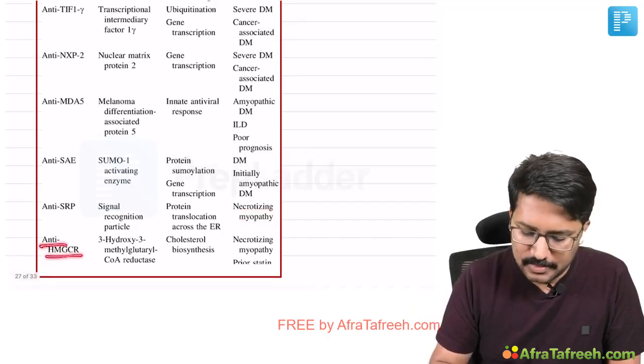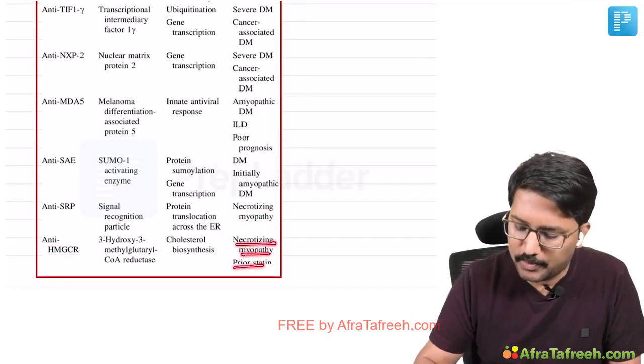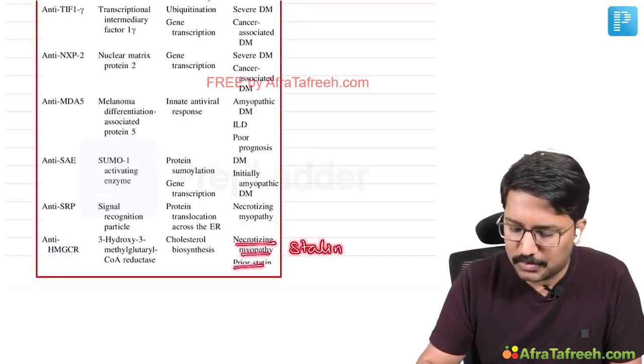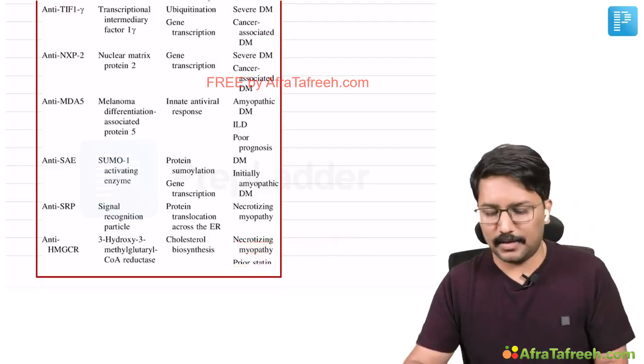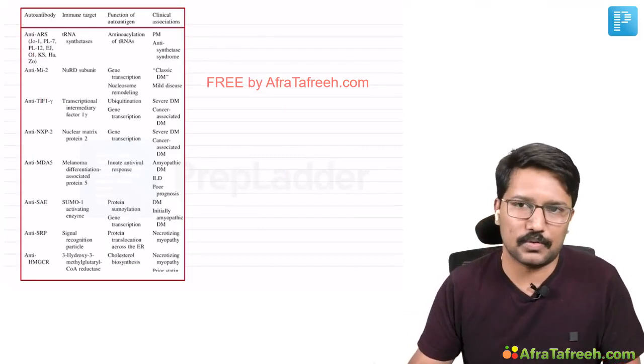The last one is anti-HMG CoA reductase. We will talk more about it. That also correlates with necrotizing myopathy, particularly on exposure to statins, right? So this is one table that you have to literally remember to crack so many MCQs.